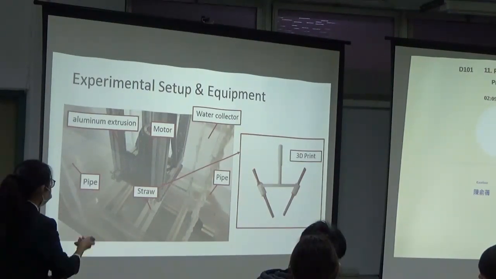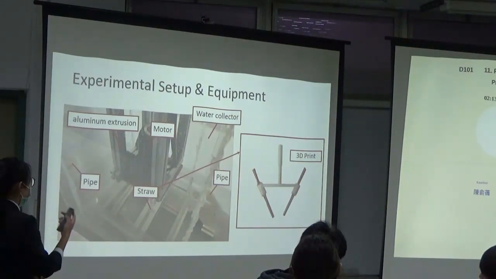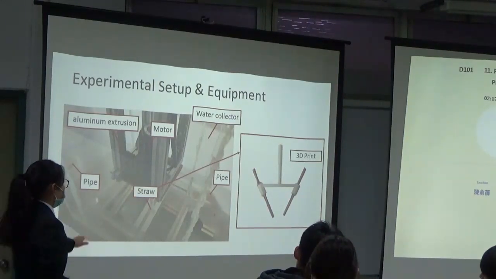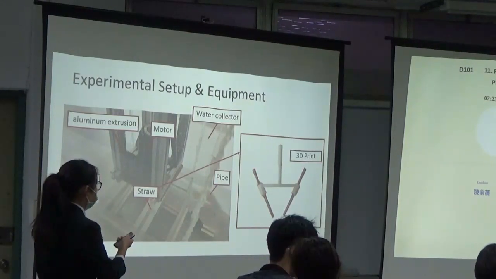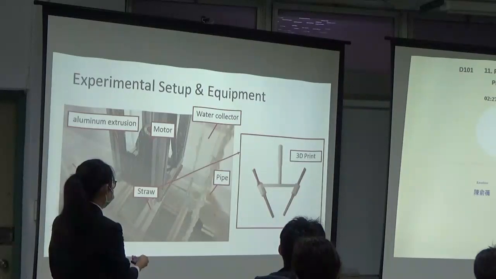And we'll also have the pipe here to put in the water to make sure that the water is on the same surface. And we use 3D print to print the straw to make sure it's controllable and to make sure of the quality of the straw.